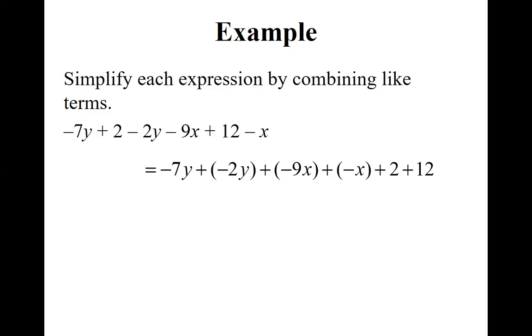Let's do x's first, just because x comes before y, alphabetically. -9x plus -x. -9 plus -1 is -10. So -10x. And then we have -7y plus -2y. That's -9y. Finally, 2 plus 12 is 14.